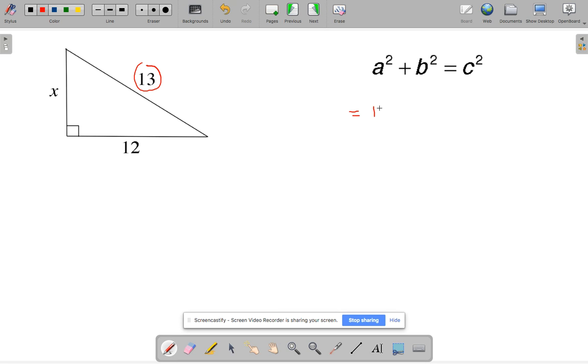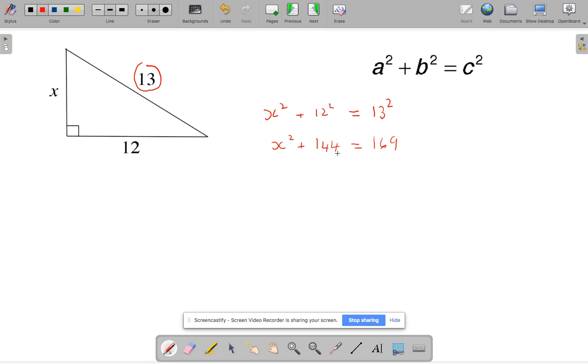So I'm going to fill my 13 here in as 13 squared, which means that the A could be x squared and the B could be 12 squared. So this time, the thing that I don't know is here. So let's just keep going with this, x squared. Now you can check this on your calculator, but 12 squared is 144. Again, for you to check on the calculator, but 13 squared is 169.